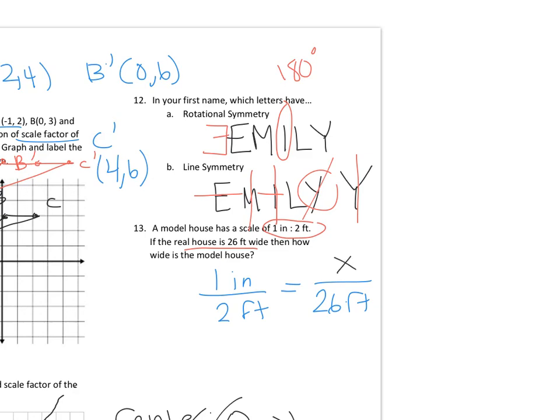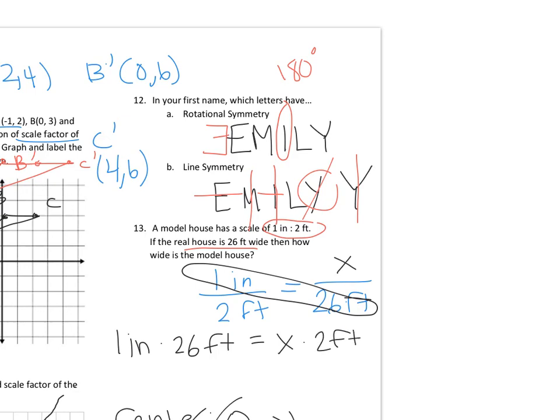So I'm going to cross multiply like this. So 1 inch times 26 feet equals X times 2 feet. Divide both sides by 2 feet. Feet cancel out. And then 26 divided by 2 is 13. And then I have inches. So X equals 13 inches. That's my answer.